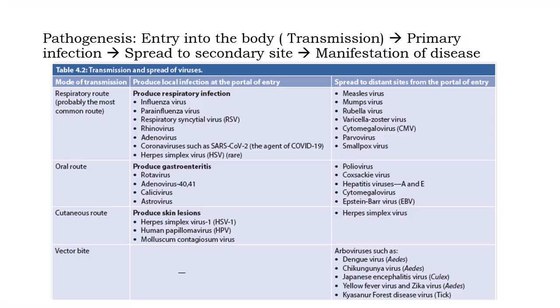In the same way, you have the cutaneous infections, which are because of the herpes simplex virus, human papilloma virus, and molluscum contagiosum. Because of any kind of bite, the infection doesn't happen at the portal of entry but happens at a different area. Examples are dengue virus, chikungunya, Japanese encephalitis, yellow fever, and Kyasanur Forest disease.